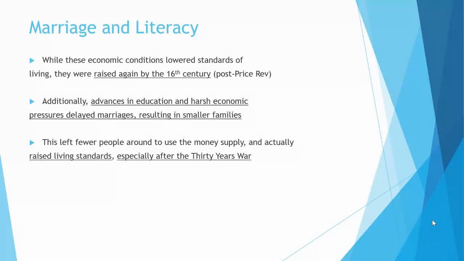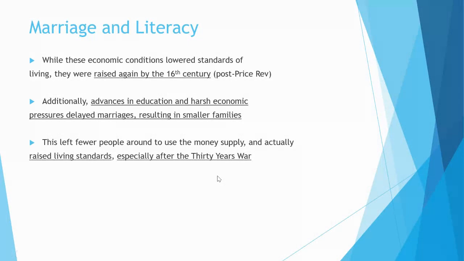The reason it's going to result in smaller families is because you're only having kids if you're married at this point, and people were waiting longer to get married because they couldn't afford to go out on their own and start a life because wages were so low, poverty was widespread. This left fewer people around to use the money supply because of the smaller families, and that's actually going to raise living standards, especially after the 30 Years' War.